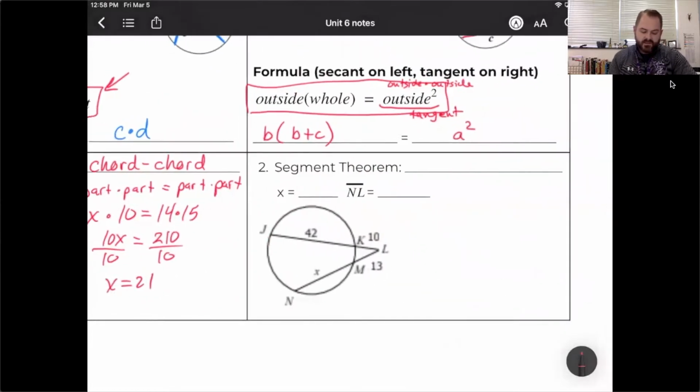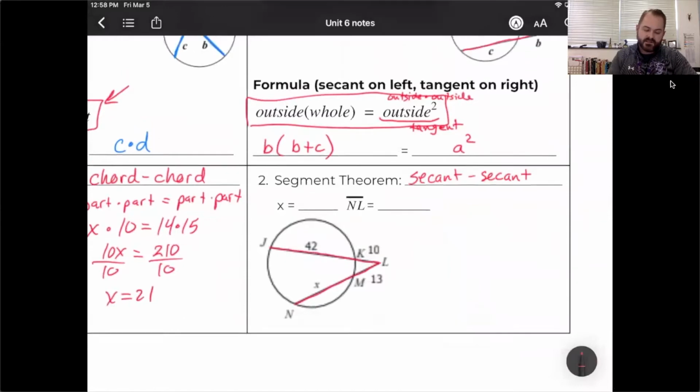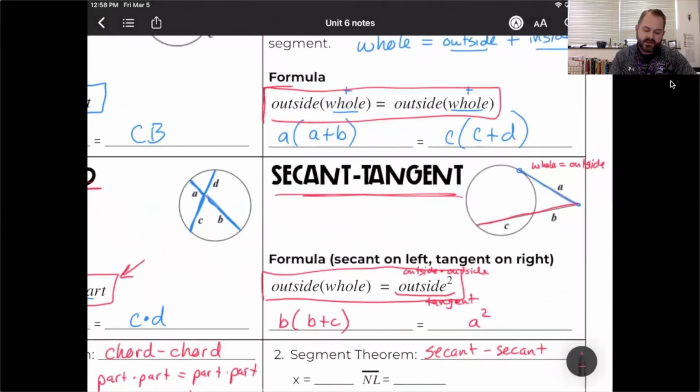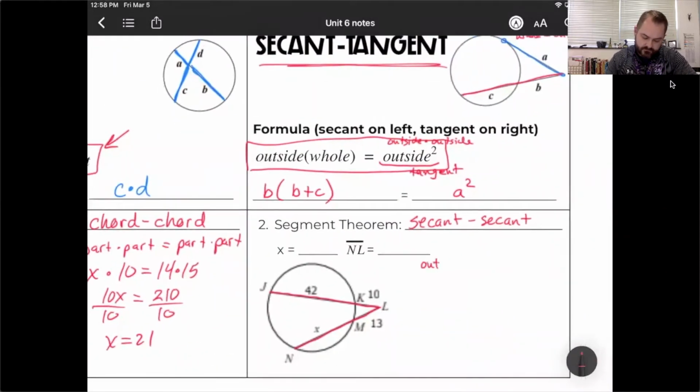Okay, simple enough. Let's move to the next one. Number 2, you'll see both these segments are secants. They have inside and outside parts. So this is a secant to a secant, or secant-secant theorem. The secant-secant theorem is outside times whole equals outside times whole. I'll abbreviate. So for one of the segments, we'll pick JL first, the top one. The outside portion is 10. The whole thing then is 42 plus 10.